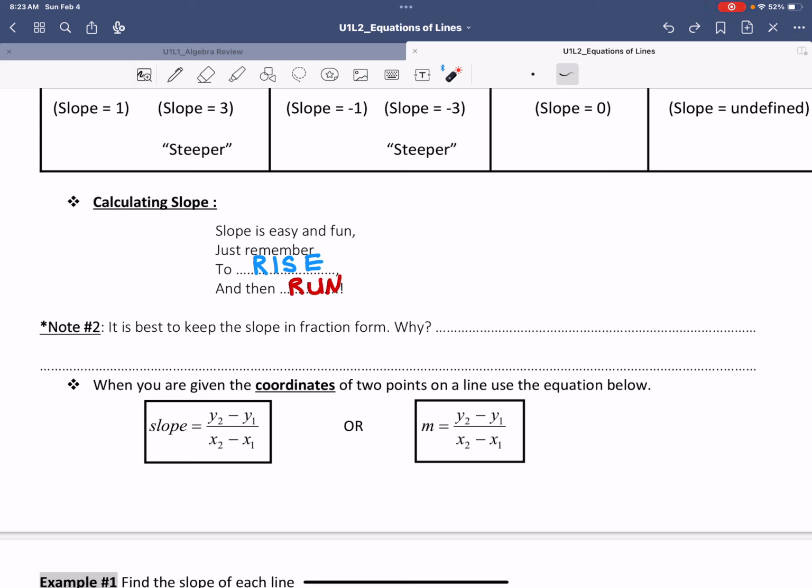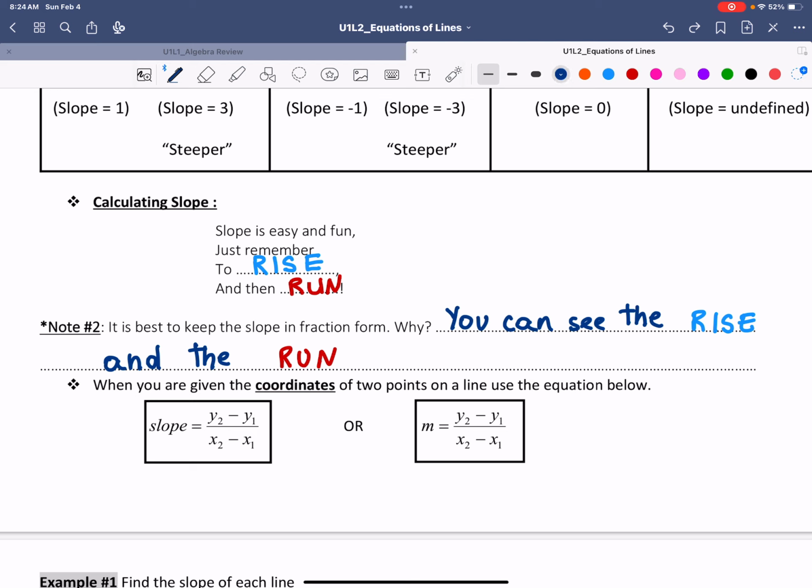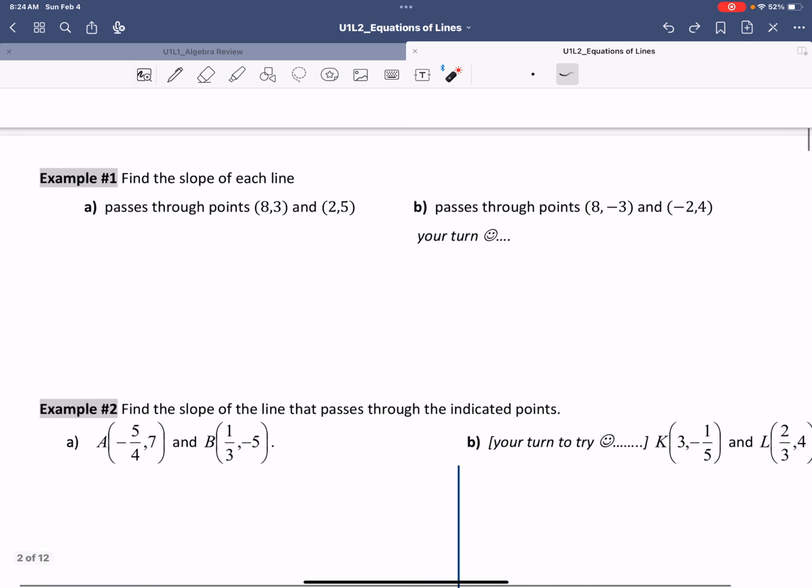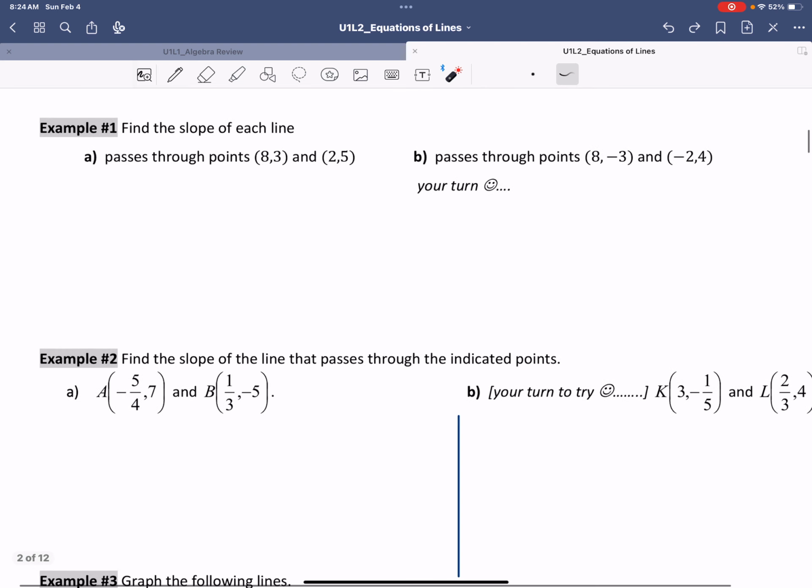Now, it is best to keep the slope in fraction form. And the reason why is because you can see the rise and you can see the run of the line, or the steepness of the line, or the slope. When we are given the coordinates of 2 points on the line, we're going to find the value of the slope by using the formula y2 minus y1 over x2 minus x1. Now, let's take a look at some examples where we practice the slope formula.